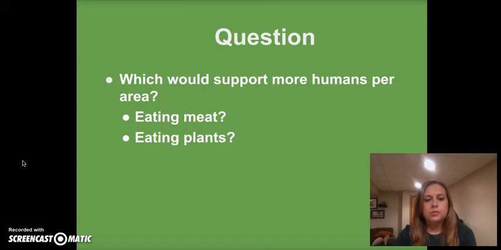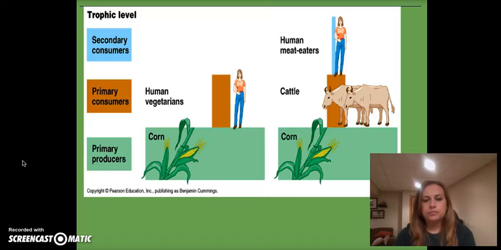So in terms of humans, which would support more humans per area? If we had strictly vegetarian diets, or if we ate meat? And it's actually, if we were strictly vegetarians, we would be able to support more humans. So here we can see if humans were eating a strictly vegetarian diet, so we are essentially only primary consumers, we're getting more energy. Whereas if we are eating meat, then we're the secondary consumer, so we are getting less energy.